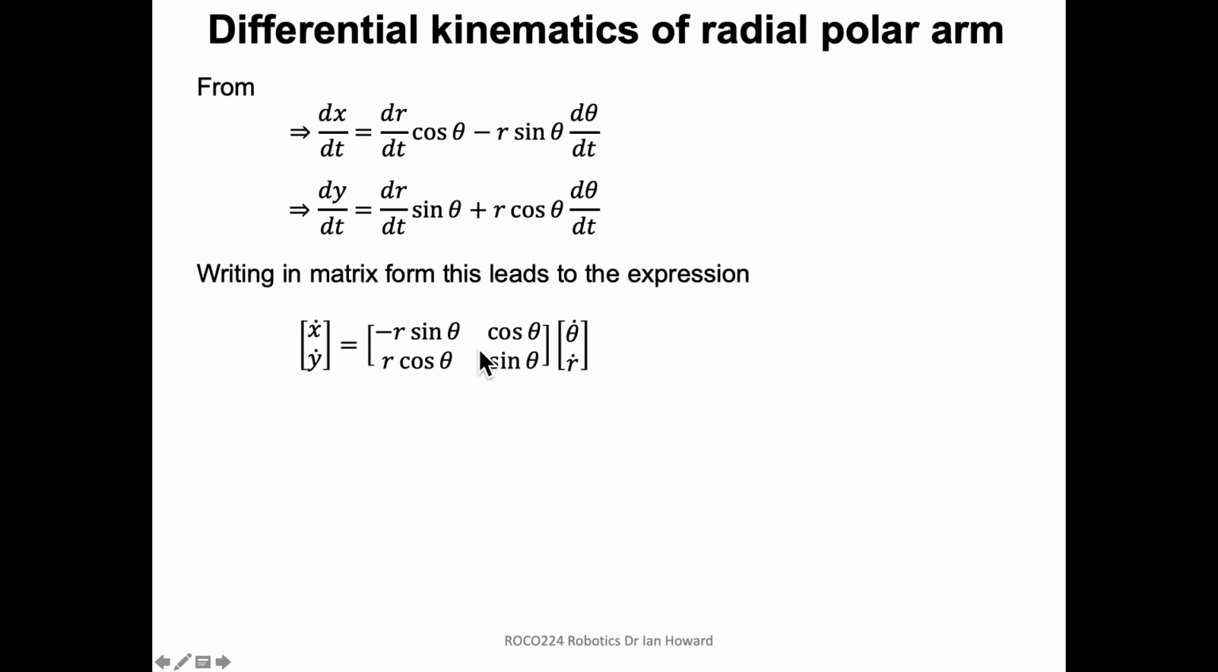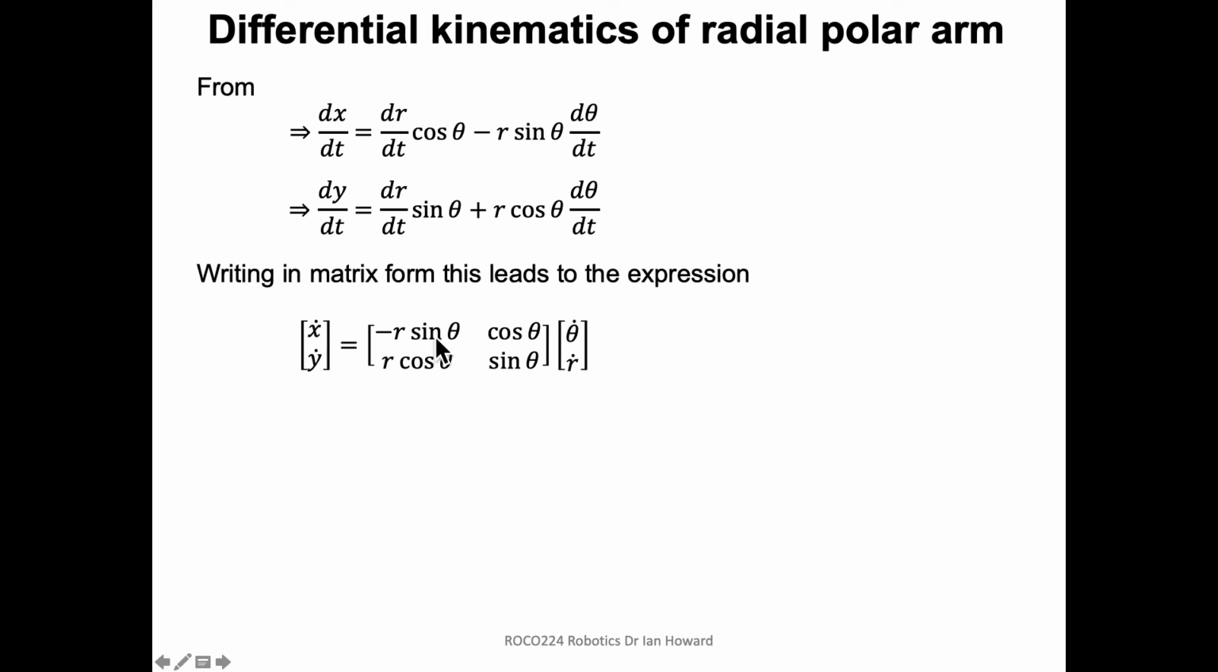And we can see here that we can basically write it in terms of this matrix multiplied by this input term. So the input term here now is actually the angular velocity and, if you like, the rate of change of radius with time. So if this was a prismatic joint going in and out, we can deal with that here, because we've actually said it's something that can vary with time.